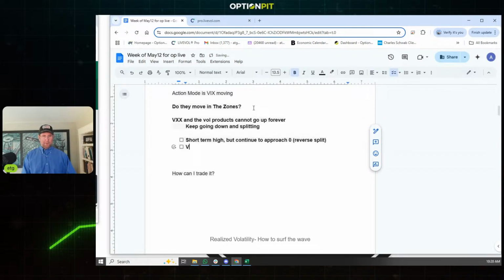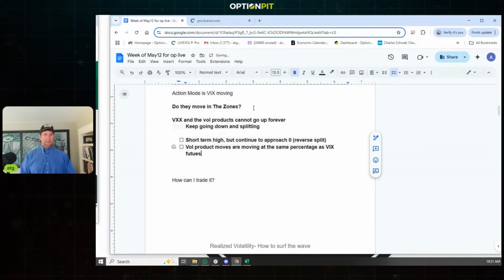And VXX moves, or we'll call vol product moves, are moving at the same percentage as your VIX futures. So if the VIX futures move down $2, you're like, $2, who cares about that? But if the future's 20, that's 10%. VXX is down 10%, that's $5. It's down 20%, it's $10.